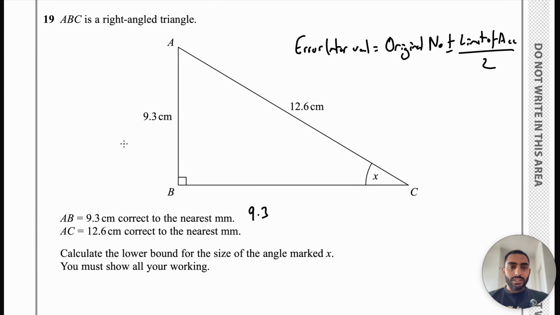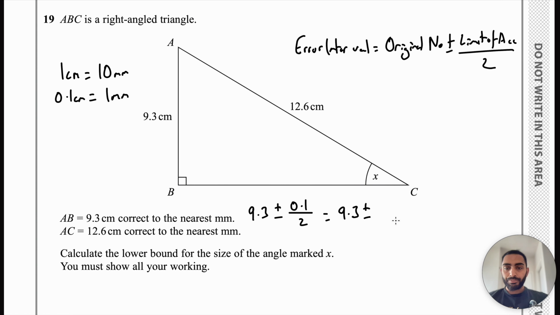Because it's to the nearest millimeter, let's just think, how could we write millimeters in centimeters? So I know 1 centimeter is equal to 10 millimeters, but I just want 1 millimeter because I'm rounding it to the nearest millimeter. So if I divide this by 10, I get 1 millimeter. That would be 0.1 centimeters. So I'm rounding it to the nearest 0.1 centimeter. So I'm going to do plus and minus 0.1 divided by 2. So that's 9.3 plus and minus 0.05, which is equal to, I'll do the smaller one first, 9.25 is my lower bound, and my upper bound, 9.3 add 0.05 is 9.35.